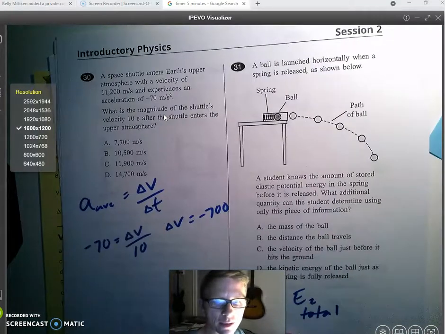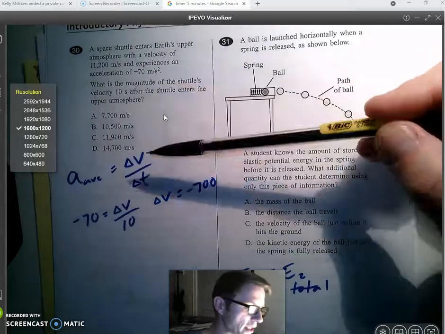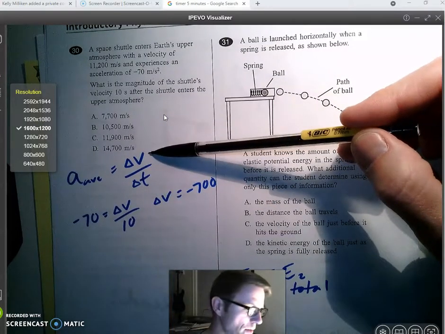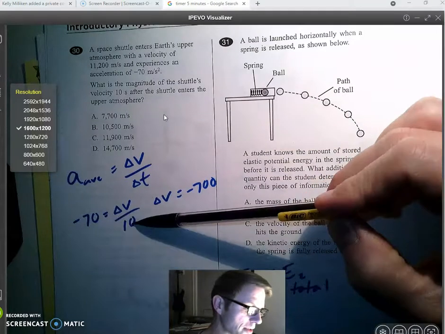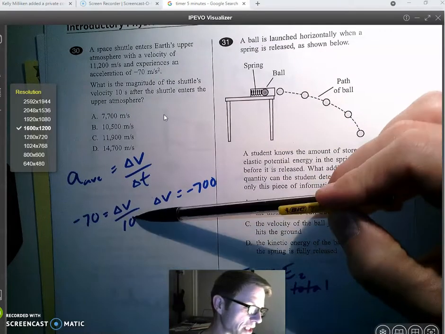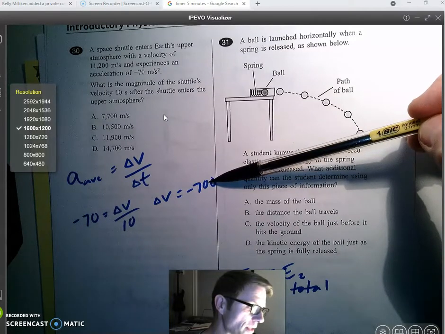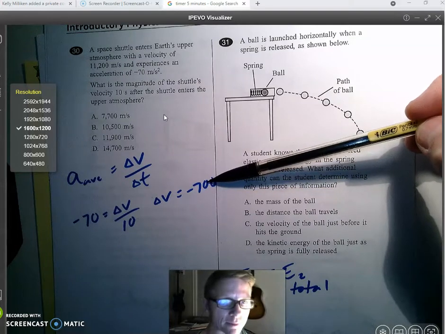Number 30. This one's a little tricky. Let's find the change in velocity using this equation sheet. Put the numbers in. Acceleration, time, multiply both sides by 10. The change in velocity is negative 700. Then you do 11,200 minus that, and you get the answer choice B.